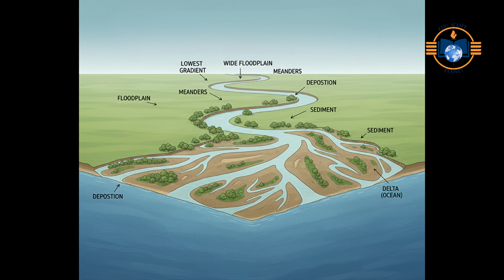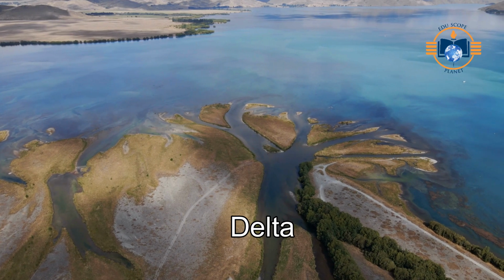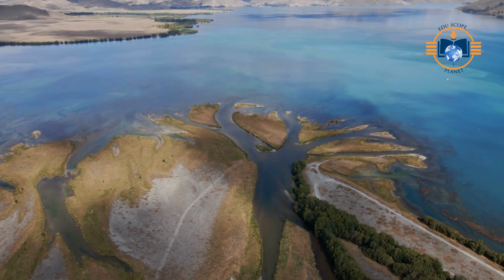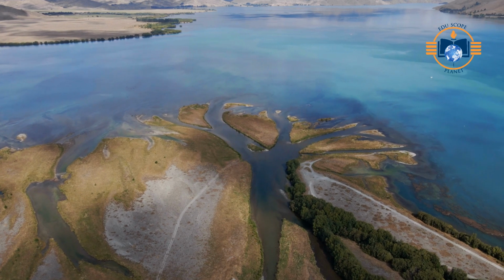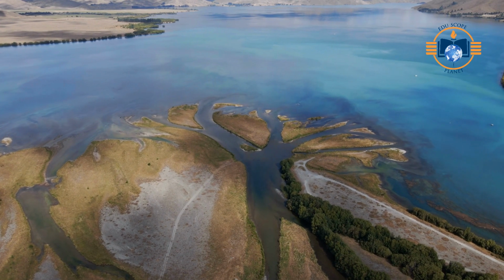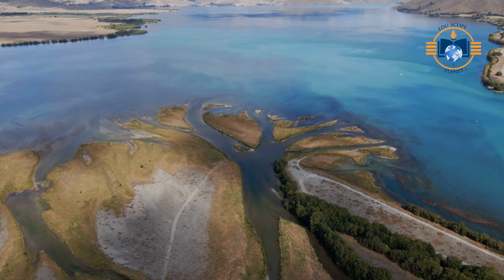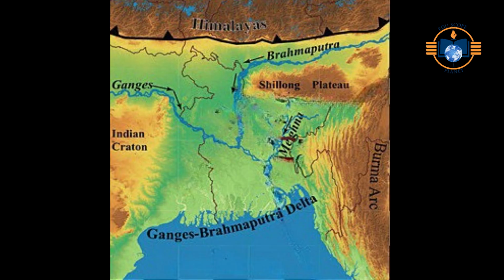The lower course is where the river has little energy left for erosion and mainly deposits the materials it carried from the upper and middle courses. Delta. When a river enters the sea, its speed reduces and it deposits sediments, forming a delta. Deltas are fertile, triangular-shaped landforms, ideal for agriculture, such as the Ganga-Brahmaputra Delta.